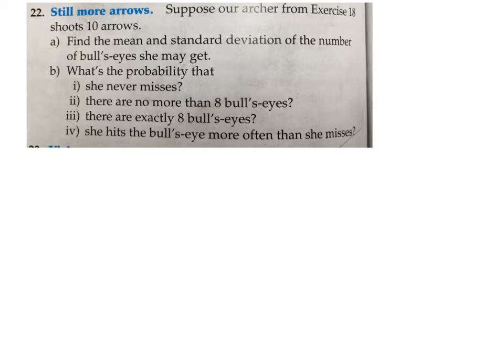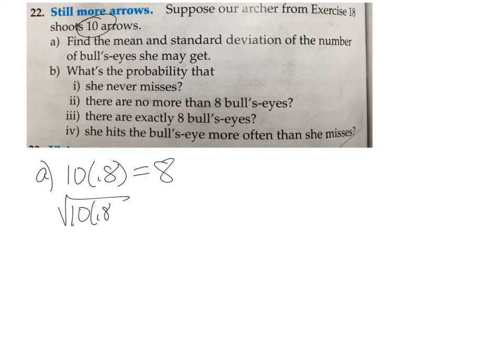Suppose your archer is now shooting 10 arrows, so your n is changing. Find the mean and standard deviation of the number she gets. So A is 10 times 0.8. We expect 8 with a standard deviation of the square root of 10 times 0.8 times 0.2. Let's see. 1.26.